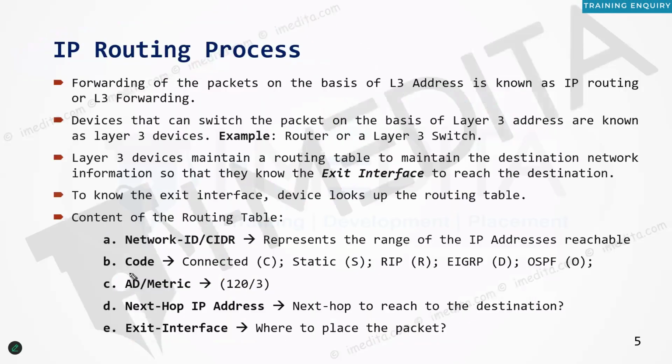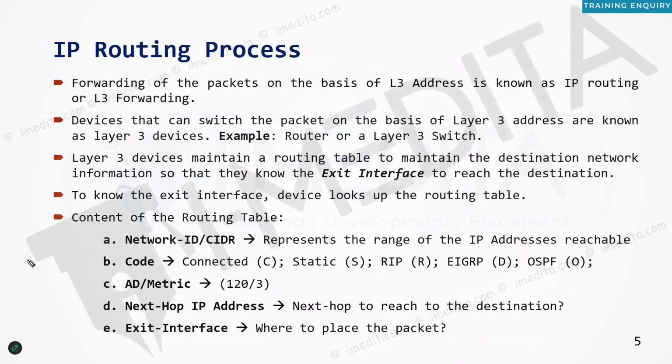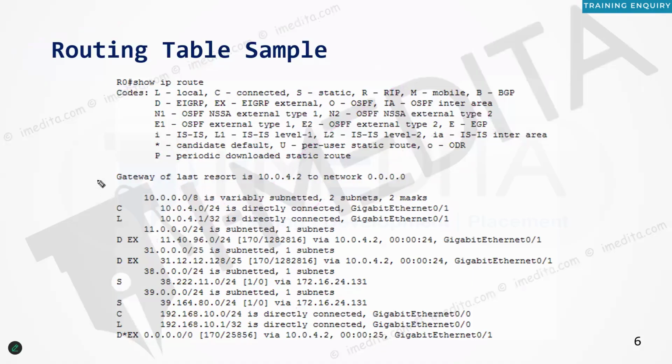A routing table contains a network ID and subnet mask. It contains this thing called a code. Code represents how you have learned about that particular route. The routing table contains the AD value, metric value, the next hop IP address, and the exit interface. It contains various information about a particular destination network.